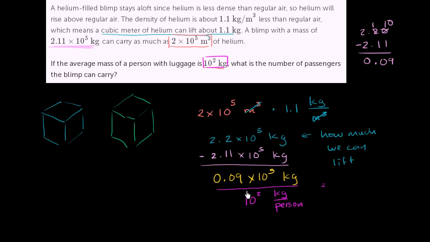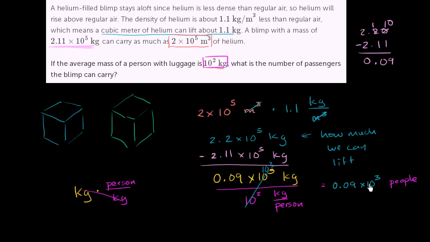Well, this is going to be equal to 10 to the 5th divided by 10 squared, which is going to simplify to 10 to the 3rd. So we get 0.09 times 10 to the third. And then kilograms divided by kilograms per person. If we just think about the dimensional analysis, this is the same thing as kilograms times the reciprocal of this, person per kilogram. Kilogram gets canceled out, and you're just left with people or persons. So this is how many people, and when we say people, we're saying the people plus their luggage.